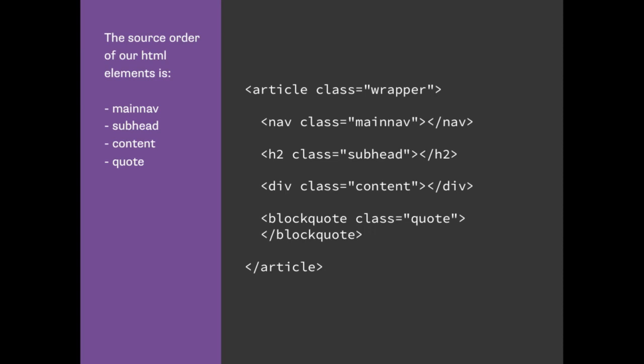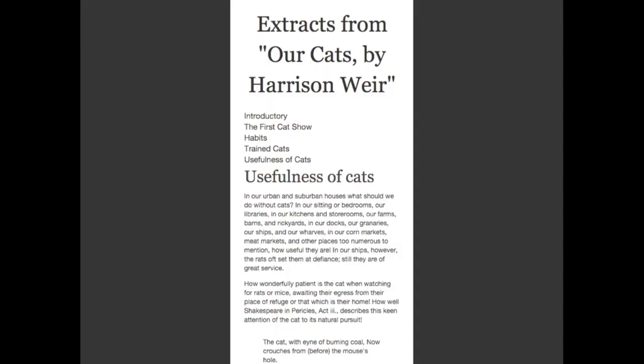So the source order of the elements is we've got the main nav, a subhead, we've got content, and we've got a quote. So if we just leave them alone, we'll end up with them just laid out like that. As I say, I'm not a designer. I'm sure other people would do something pretty. But we've got them just stacked up in order.